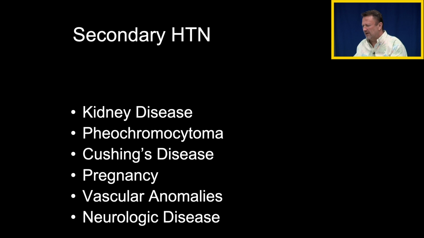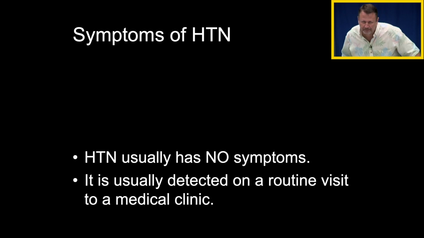Vascular anomalies. I took care of a young lady who had aortic arch stenosis, and it caused secondary hypertension, at least on one side of her body. Neurologic disease, of course, can result in secondary hypertension, and none of that's what we're talking about. Today we're talking about essential hypertension, which is multifactorial without a specific cause. And so that's why I go through this, because there's not just one type of high blood pressure.